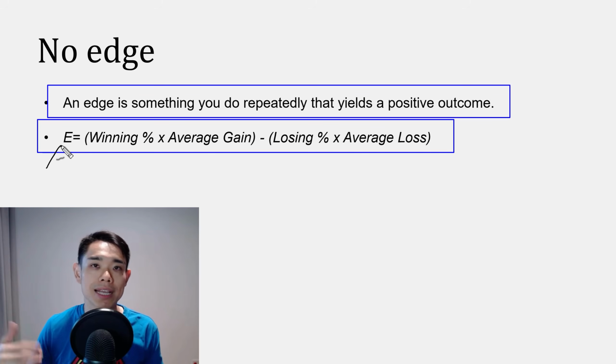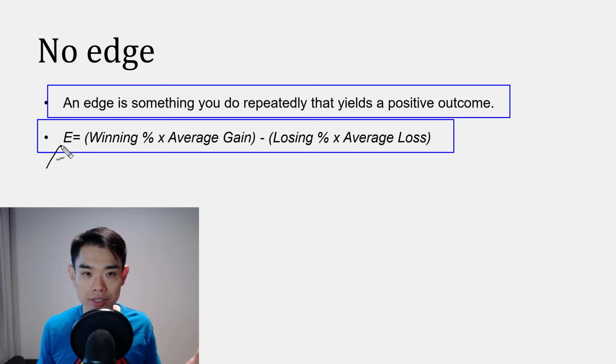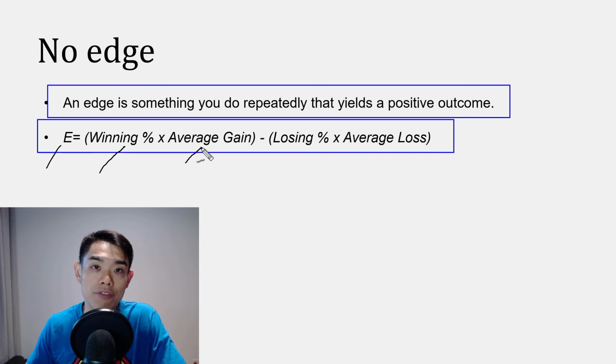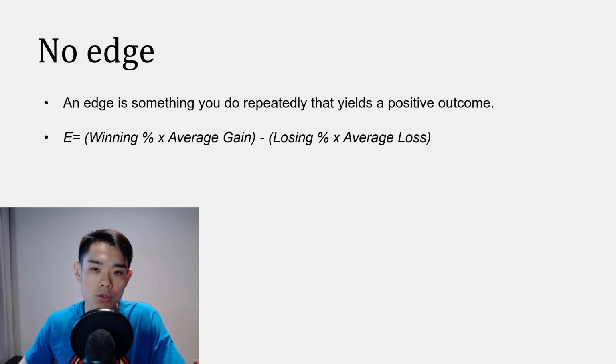E, some people call it expectancy. So if your E is positive, it means that you have a positive expectancy. If it's negative, then negative expectancy. Your winning percentage is just your winning rate, how often you win. Average gain is the size of your average winners. And this is just the opposite, your losing rate and the size of your average losers. So let me give you an example so you can see how this works.